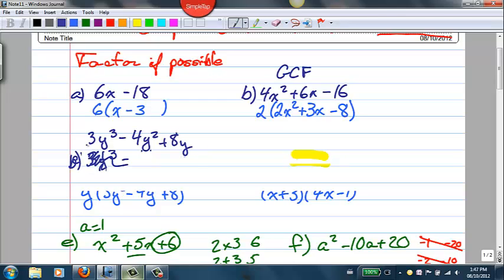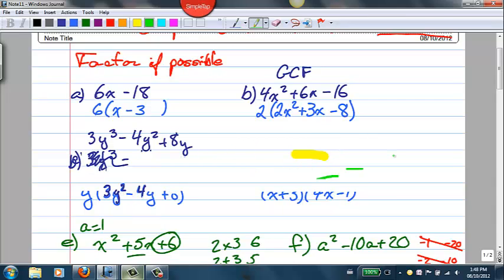So the only thing that's common between the 3, the 4, and the 8 is a 1, which I don't write. But if you notice, the y cubed, the y squared, and the y is common to all of them. And that leaves me with, let's see if this shows up, 3y squared minus 4y plus 8. That's it. This can't be factored, by the way, but we deal with how to factor them in the last 4 questions.